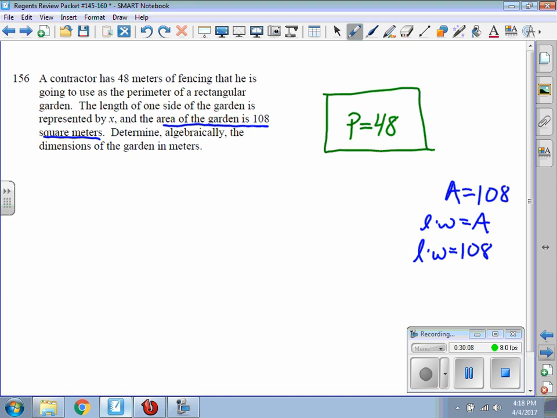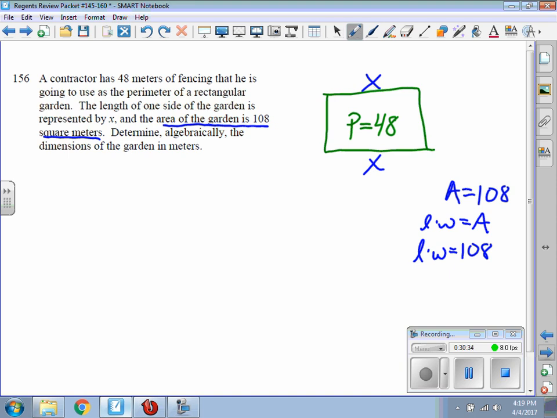The length of one side of the garden is x. So I could pick one side and I could put x there. Well, wait, if that side is x, another side is also x. The one across from it. So I can label that one too. Now I'm going to worry about the whole algebraically thing. So now you can go over to 156 underneath 149 to put the rest of this.